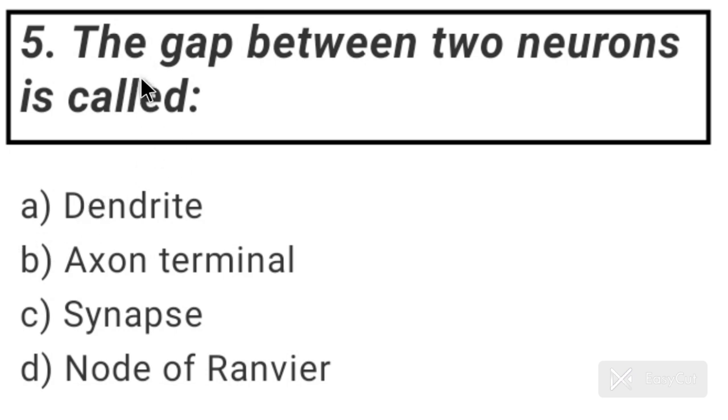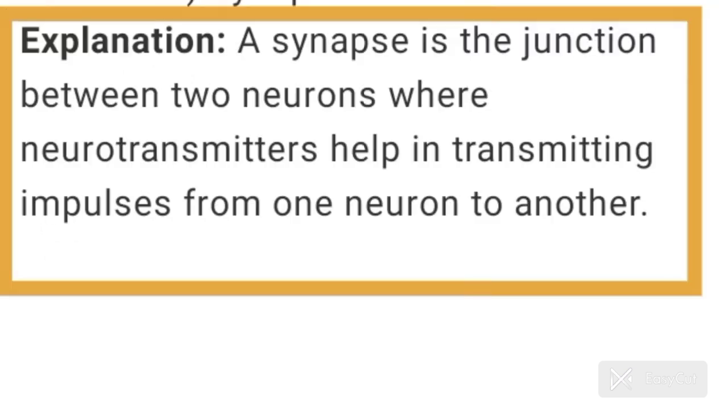Question number 5. The gap between two neurons is called. Answer is option number C. Synapse is the gap between two neurons. A synapse is the junction between two neurons where neurotransmitters help in transmitting impulses from one neuron to another.